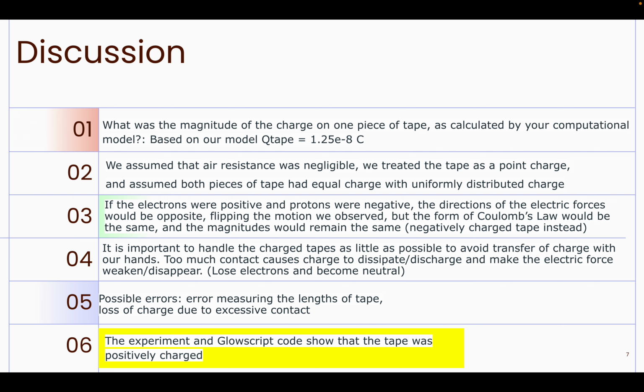And then lastly, the experiment and the GlowScript code show that the tape had a positive charge. And Coulomb's law describes how the electric force between the two charged tapes depends on the amount of charge that they hold and their separation. And depending on the gravitational force, the electric force will just be opposing that in the opposite direction due to Newton's law. And that's what we discovered in this experiment.